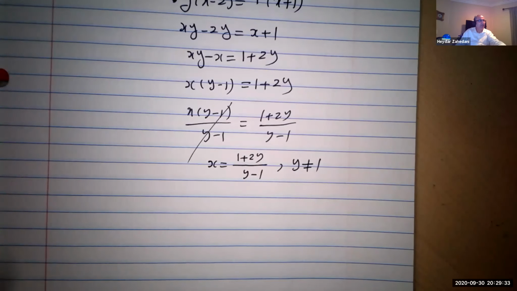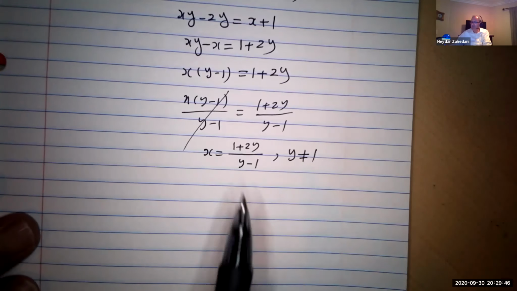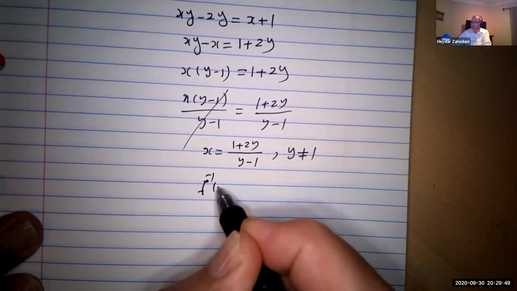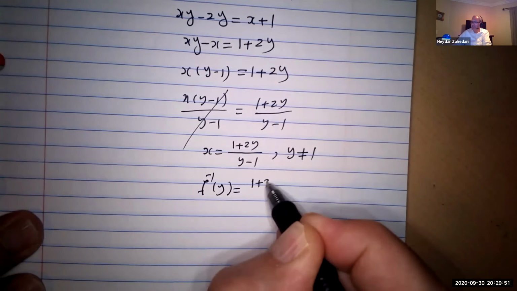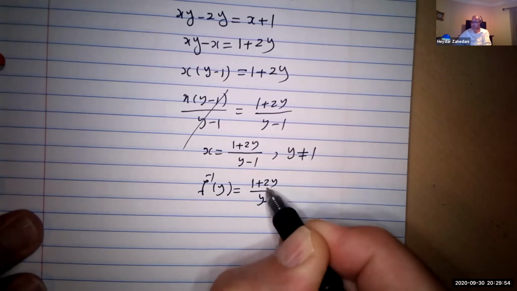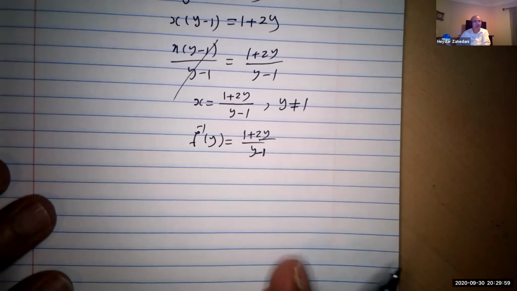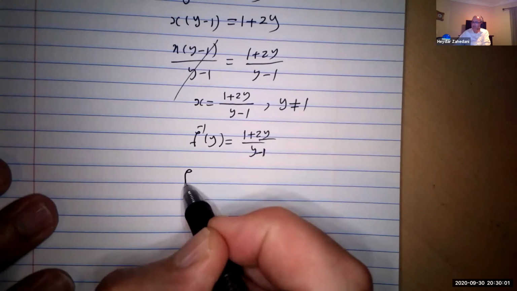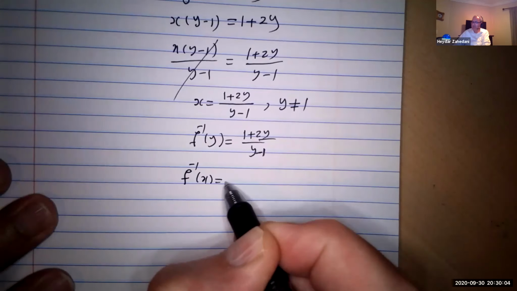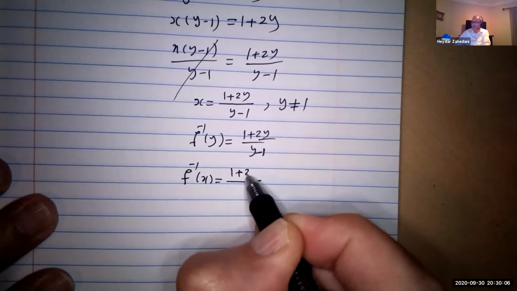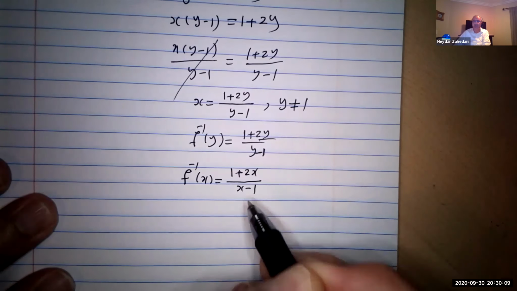You assume that y is not going to be equal to 1, and this is going to be the inverse function. So we get f inverse of y, which is equal to 1 plus 2y over y minus 1. But since you love x, change the y into the x. So the inverse function is f inverse of x equal to what? 1 plus 2x over x minus 1.